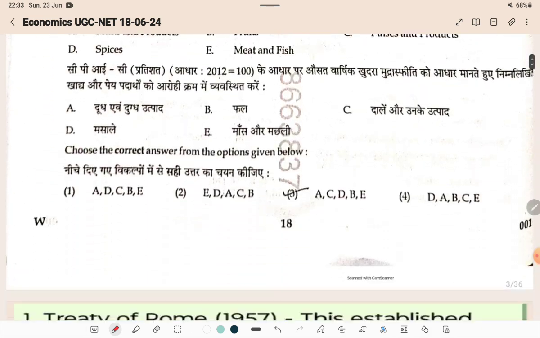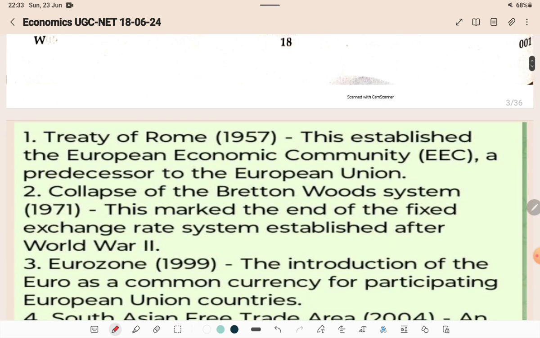And now we can see a little bit of explanation about all the options given here. The first one was the Treaty of Rome. It was held in 1957. This established the European Economic Community, the predecessor to the European Union.